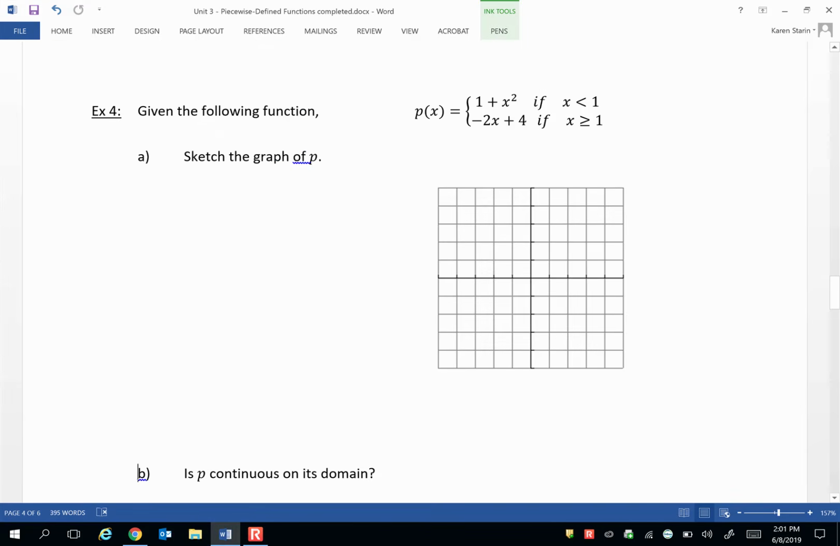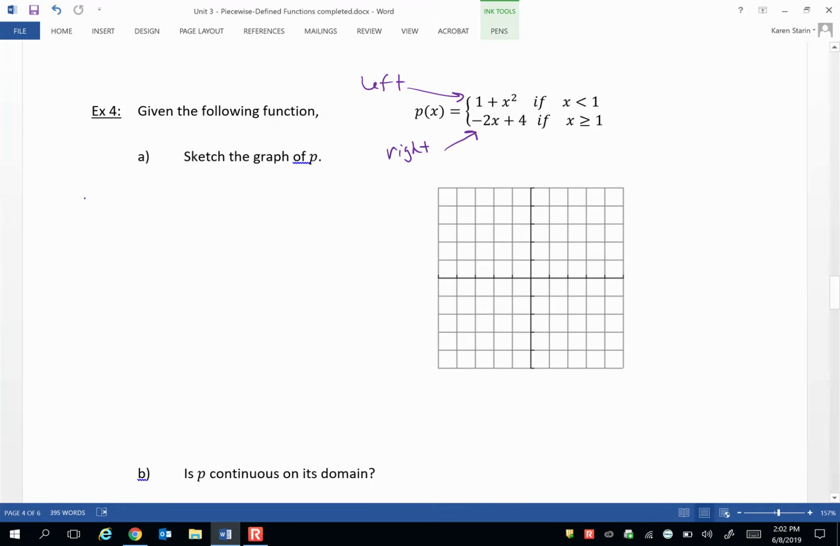Example 4. Let's sketch a graph of p of x. P of x has two pieces. When x is less than 1, I look like this parabola, 1 plus x squared. And when x is greater than or equal to 1, I look like this line, negative 2x plus 4. So I'll call that the left piece, the parabola shape, and I'll call the linear function the right piece.